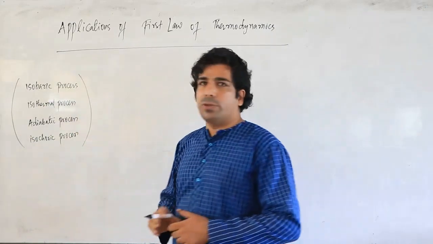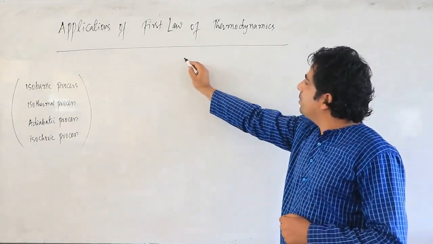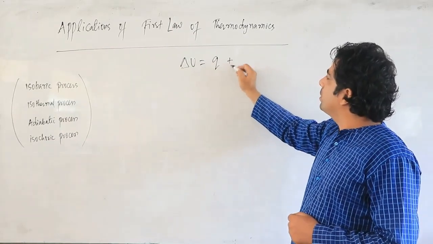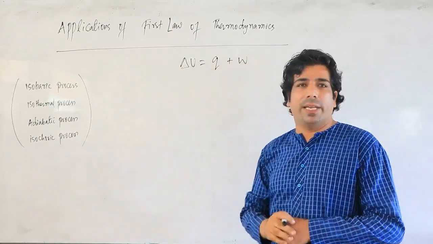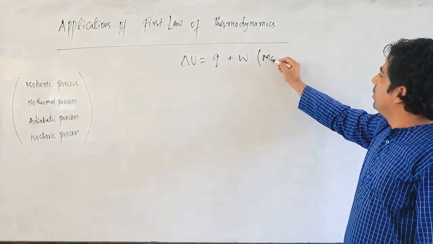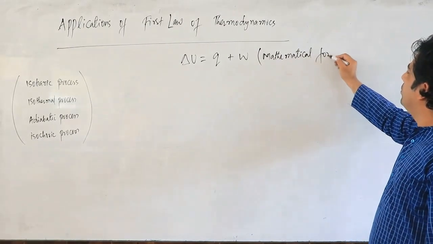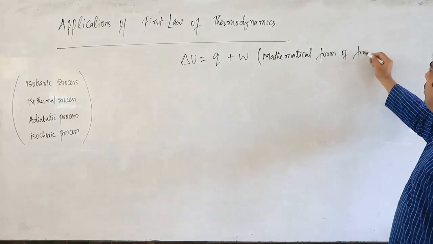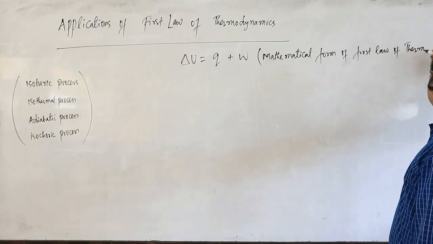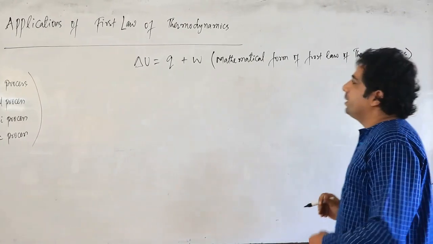Everybody is aware about the first law of thermodynamics, and that is ours: change in internal energy is equal to Q plus W. That is the mathematical expression of first law of thermodynamics. So I'll call it the mathematical form of first law of thermodynamics. So let us see its application.